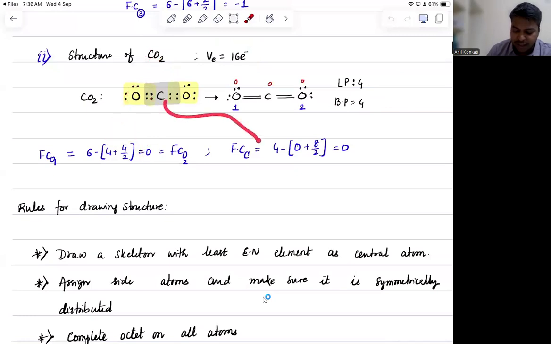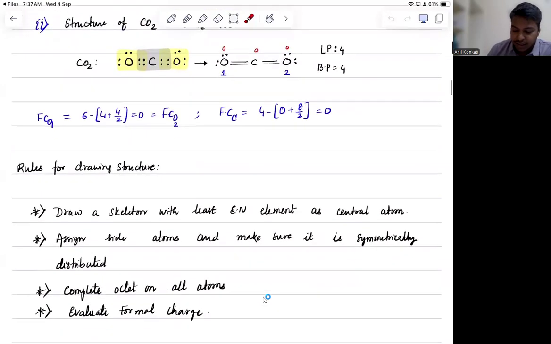For carbon, you can see for the formal charge: 4 valence electrons, 0 lone pair electrons, 8 bonded pair electrons divided by 2. So that makes it 0. So the formal charge is 0 in all of them.